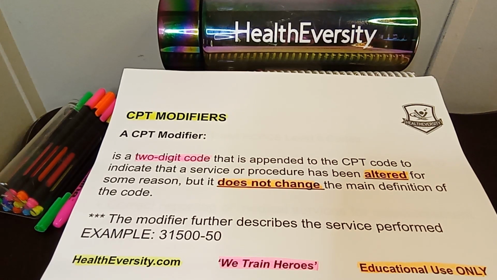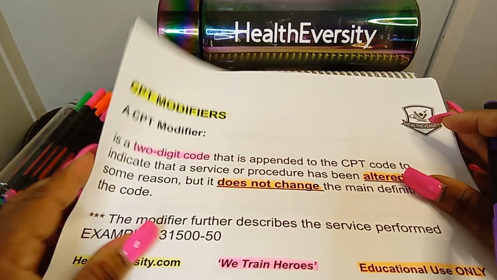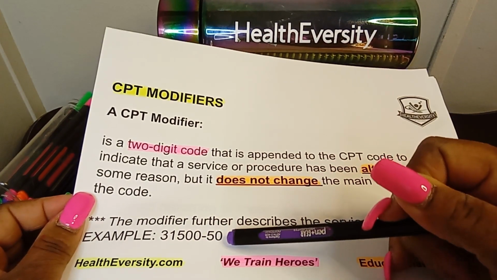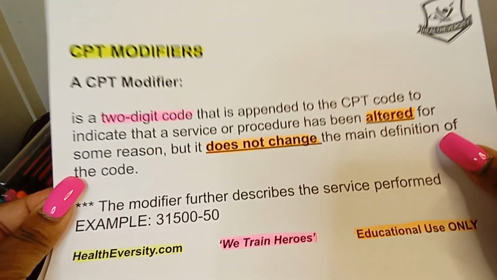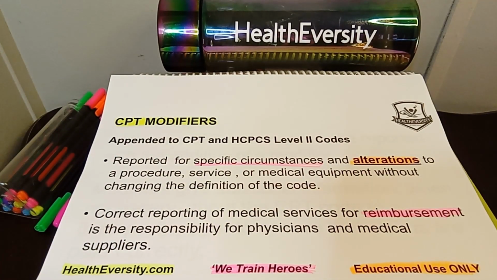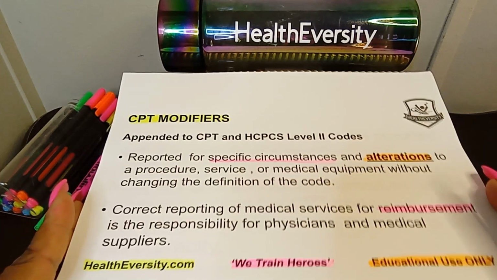So if you do 31500, or let's say a breast mastectomy, and it's bilateral and they do it on both sides, they'll use modifier 50. So the 50 is your modifier. So here, that's your modifier, okay? All right, this session is for educational use only.